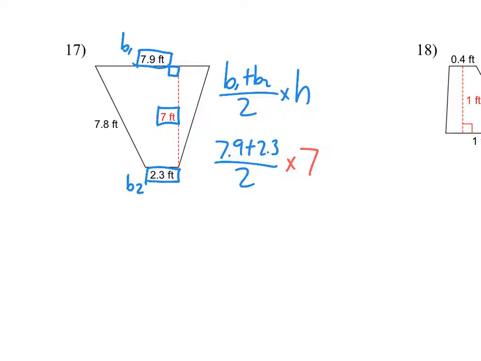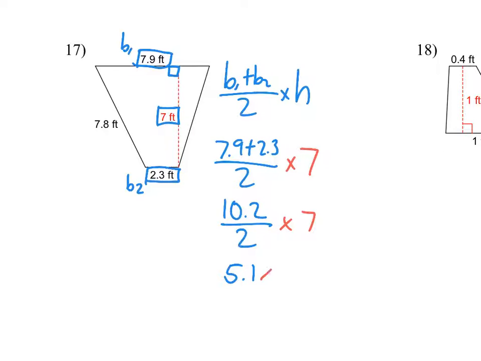So we're going to do 7.9. I'm going to add that to my 2.3. I have 10.2. We'll still have to divide that by 2 and then multiply by 7. 10.2 divided by 2 is going to be 5.1.